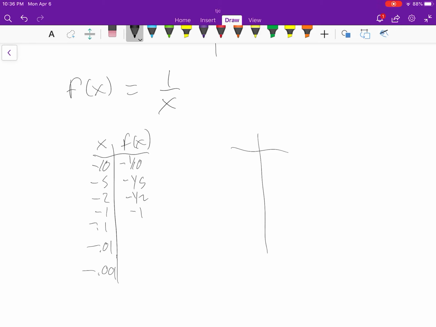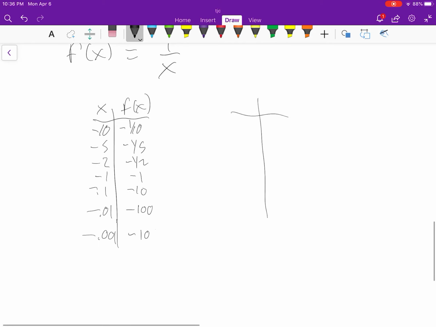Now, when you plug a 0.1 in there, what do you get? You get negative 10. And here you get a negative 100. And the last one's a negative 1,000. So notice that as we get closer and closer to 0, these numbers are getting larger and larger. And as we get closer and closer to negative infinity, the numbers get really, really close to 0.